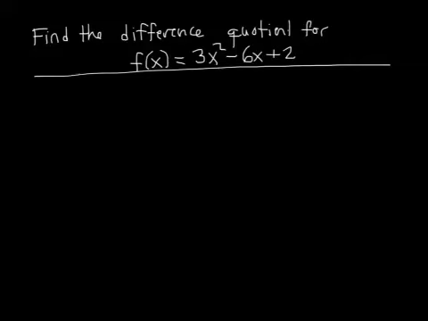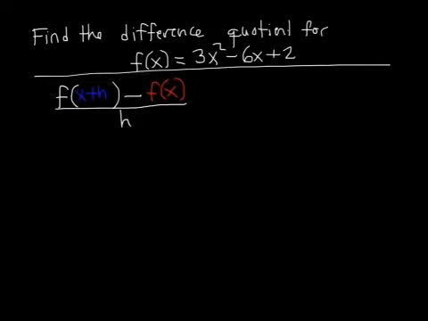In this video, we're going to find the difference quotient for the function you see here. f of x equals 3x squared minus 6x plus 2. If I'm going to be able to do this, one of the first things I need is the formula for the difference quotient itself. The difference quotient is the formula f of x plus h minus f of x, entire quantity divided by h.